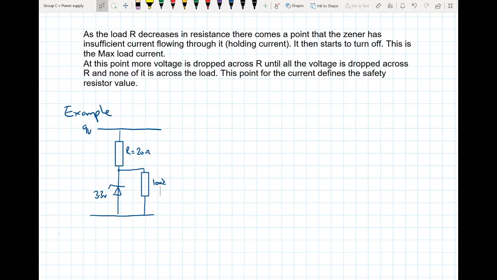Okay, so all we're going to do now is just do a series of examples. Let's start off with this circuit here: 3.3 volts in a diode, so hopefully the voltage across the load is 3.3 volts. Our first question to you is, what is the voltage across the 20 ohm resistor? Okay, that's a nice easy 9 volts minus our 3.3, which should give 3.3 volts across here, giving us 5.7 volts across our safety resistor.